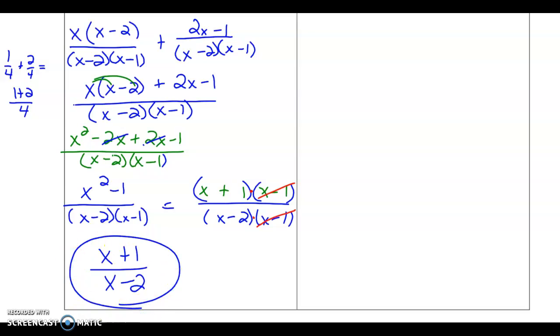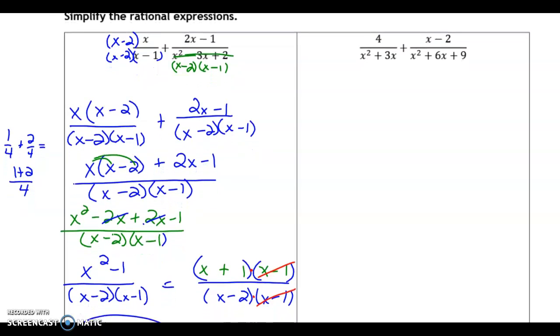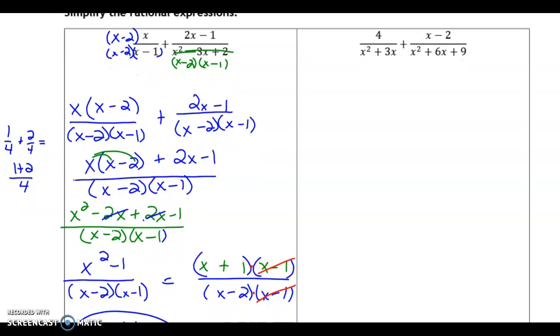All right, let's try another one. So 4 over x squared plus 3x plus x minus 2 all over x squared plus 6x plus 9. All right, so why don't you start factoring the denominators? So go ahead and pause your screen, factor the denominators. Okay, so the first factor, you can take an x out. So we're left with x times x plus 3. And the second one, you can break it apart to be x plus 3 times x plus 3. You could write it as x plus 3 squared if you want.